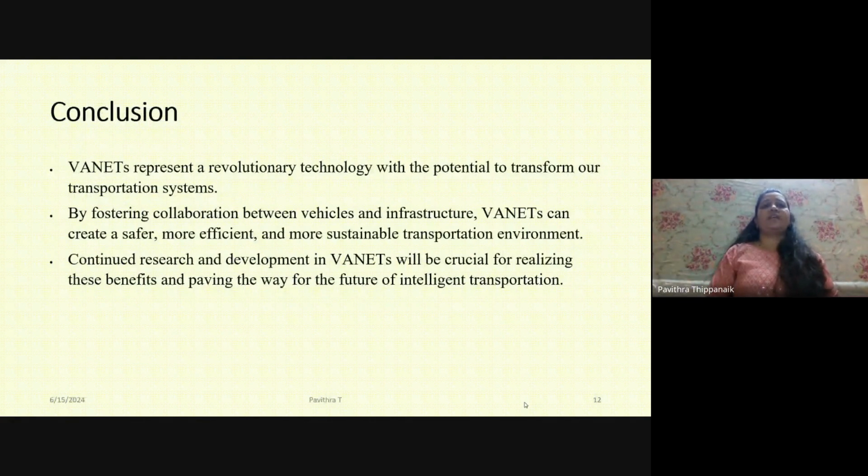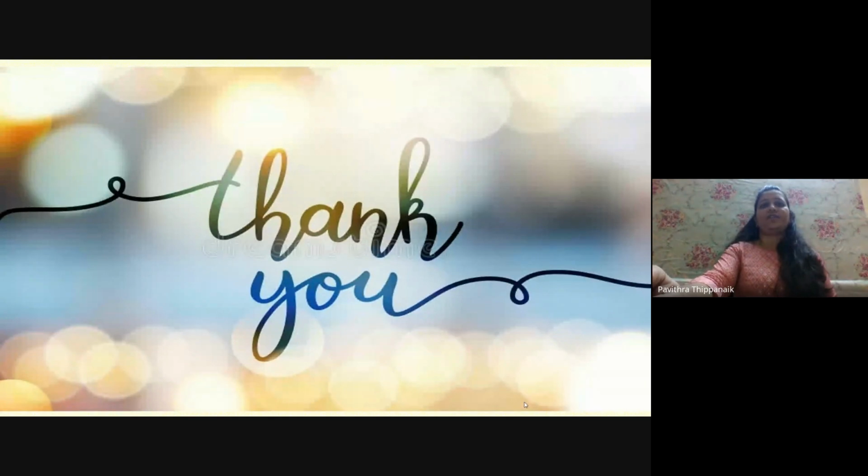So with this, I'll conclude that VANET is a very revolutionary technology which is capable of transforming our transportation system. By implementing this VANET, it is possible for us to create a more efficient and safer environment with a sustainable transportation system. But still, most of the research is pending, and only after that is it possible for us to implement the VANETs. Thank you. If you have any questions, we can go.